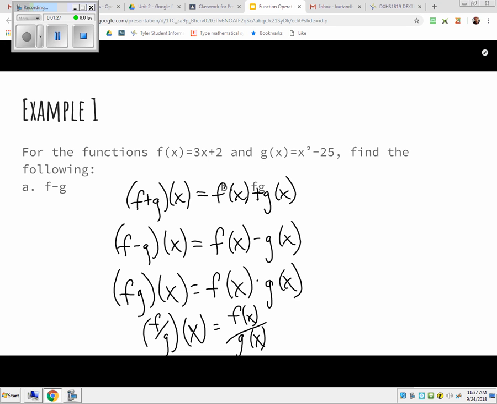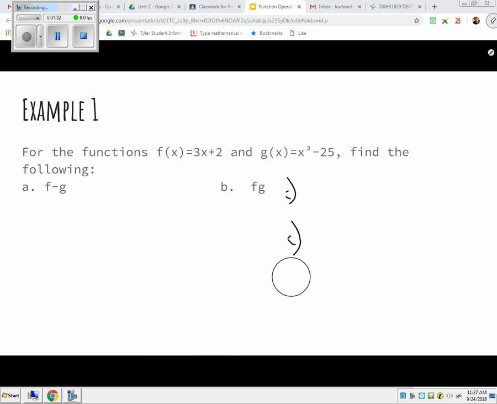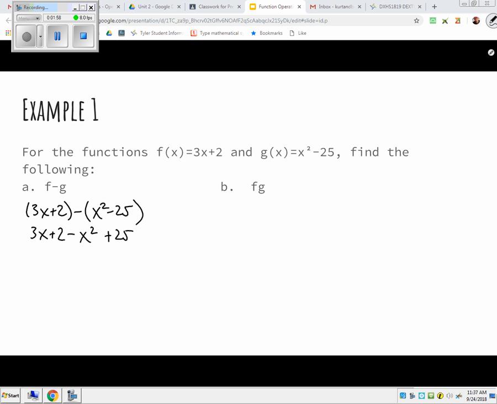Okay? So my first example today, I'm going to give you two functions. And part A, it looks like we do f minus g. So if you remember from the last slide, f minus g, I'm just going to take my f of x function, it's 3x plus 2, and I'm going to subtract off my g of x function. Now you can just subtract right here, or some of you might be more comfortable if you distribute a negative through. That's fine. But look at my use of parentheses on this first line. That's key to getting this to be a positive 25, which is where it should be.